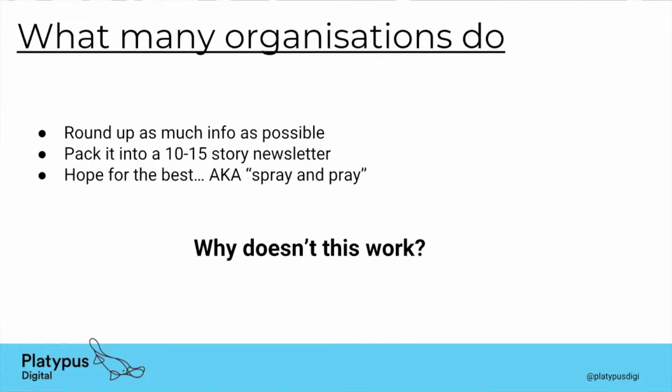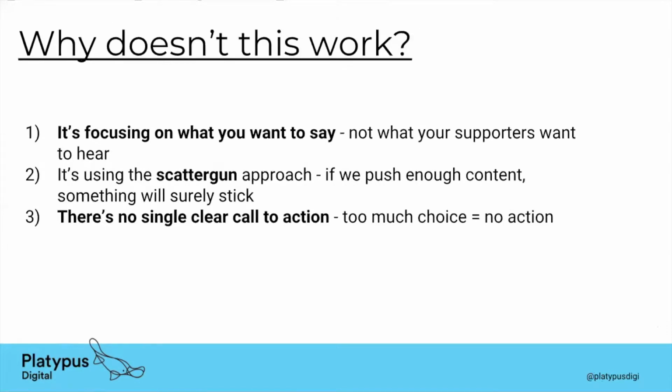So what many organizations do for their email marketing is to round up as much information as possible, pack it into a 10 to 15 story newsletter, and then just send it out and hope for the best. That's also known as spray and pray. And this doesn't always work as well as it could do. So why doesn't it work? Well, it's focusing on what you want to say, not what your supporters want to hear from you. It's using the scattergun approach. It's based on the philosophy that if we push enough content, then surely something's going to stick at some point. And that's not a very focused way of delivering marketing.